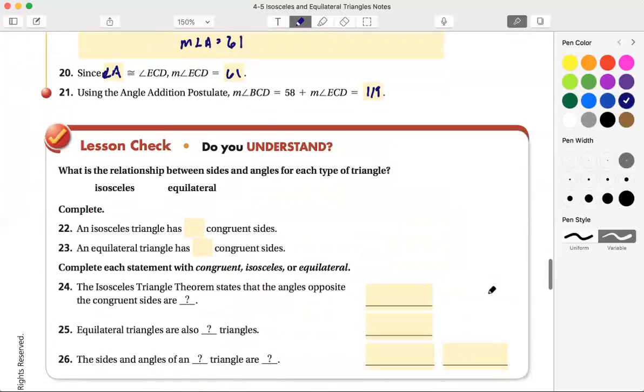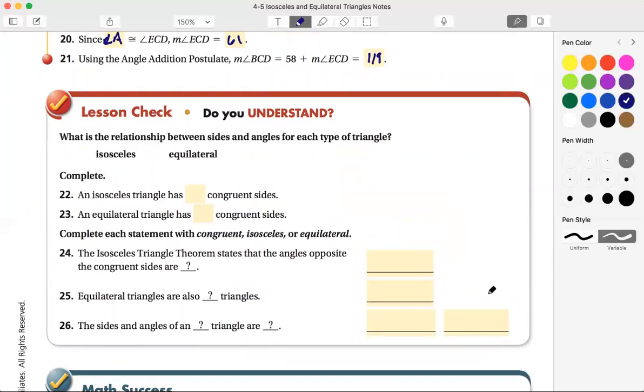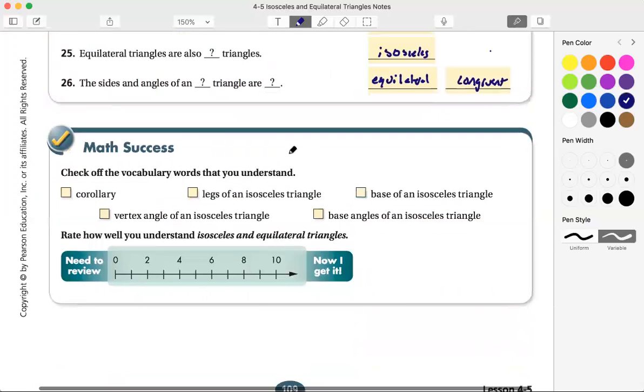All right. And let's do a quick understanding check here. What is the relationship between sides and angles for each type of triangle? An isosceles triangle has two congruent sides. An equilateral triangle has three congruent sides. The isosceles triangle theorem states that the angles opposite the congruent sides are congruent. Equilateral triangles are also isosceles triangles. And the sides and angles of an equilateral triangle are congruent. And that's it for this section.